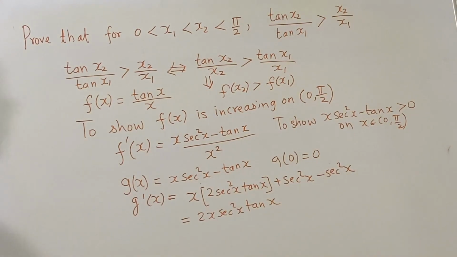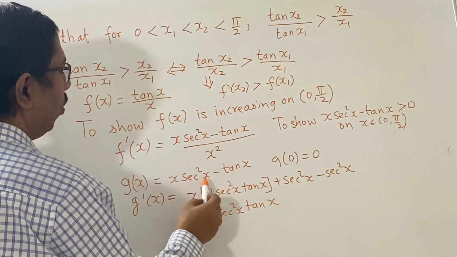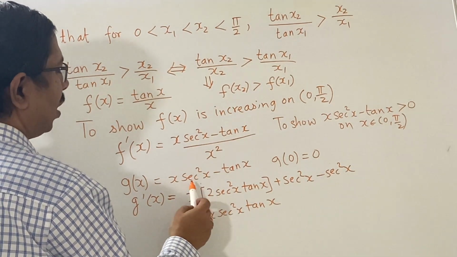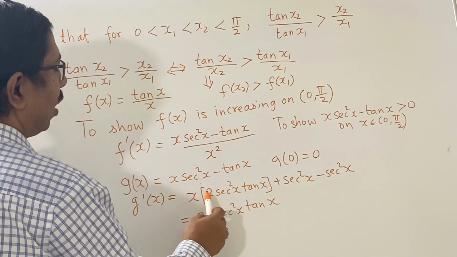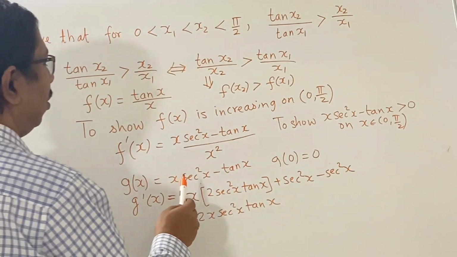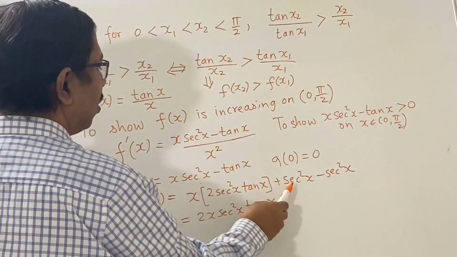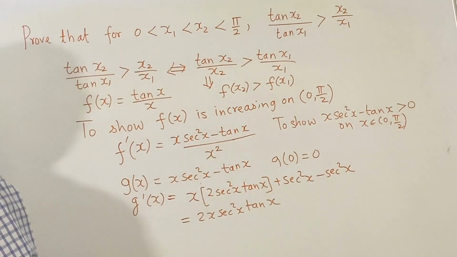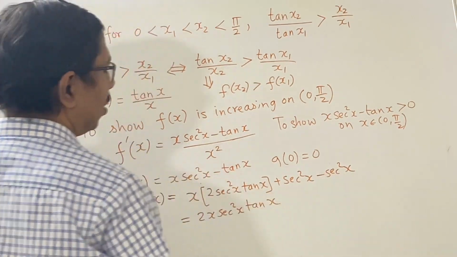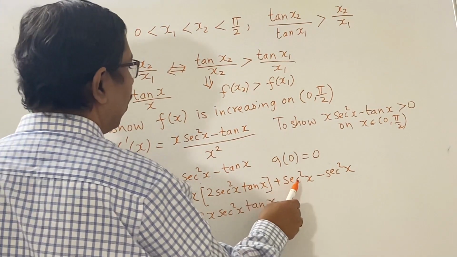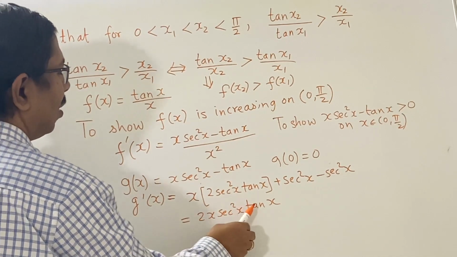The derivative g prime x is, first we apply the product rule here. So x into the derivative of sec square x, which is 2 sec x into sec x tan x. The derivative of sec x is sec x tan x, and simplifying we get 2 sec square x tan x. And the second term is sec square x into the derivative of x, derivative of x being 1, minus the derivative of tan x, which is sec square x. So the sec square x and sec square x cancel. So we are left with 2x sec square x tan x.